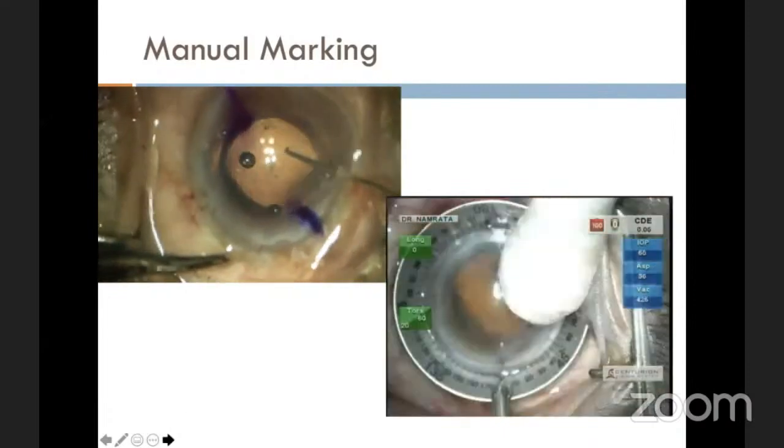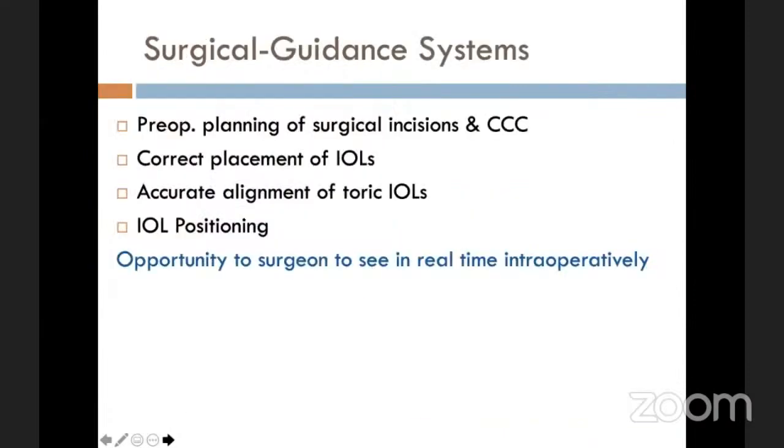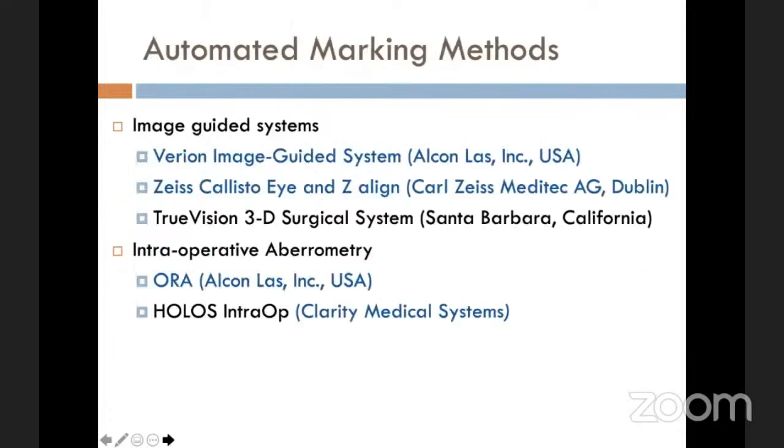So these are some of the problems of the manual marking system, hence the surgical guidance system in which you can preoperatively plan the case, do correct placement of IOLs, accurate alignment of toric IOLs, IOL positioning, and there's an opportunity for the surgeon to see in real time intraoperatively all the alignments that are happening. So we have experience with the Verion image guided system as well as the Zeiss Callisto I and Z line, as well as the intraoperative aberrometry, which is the ORA.